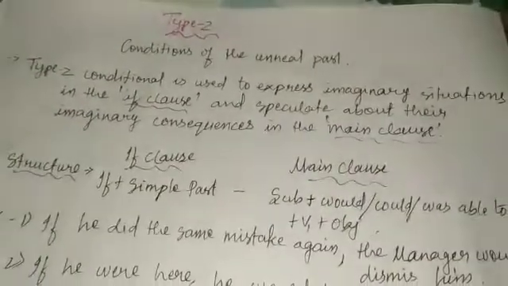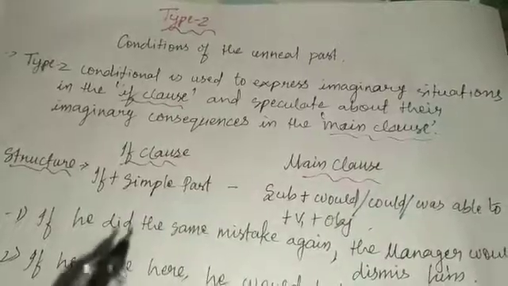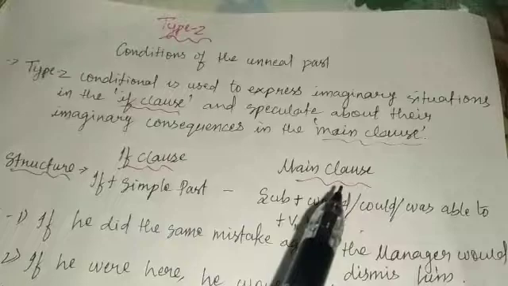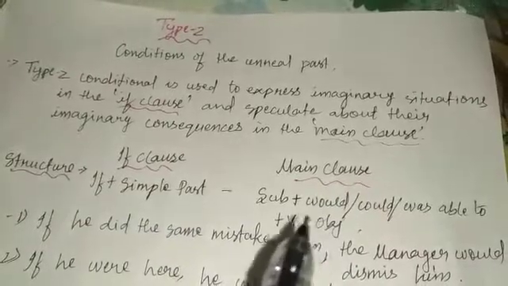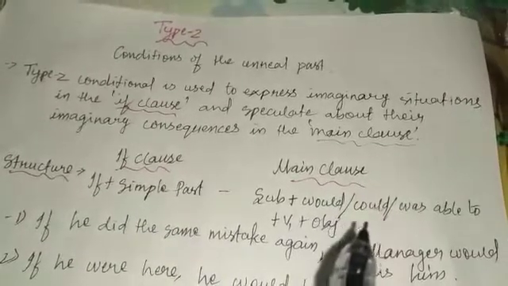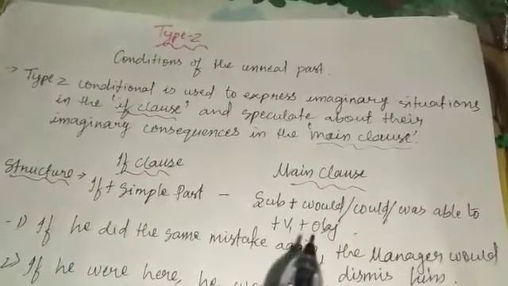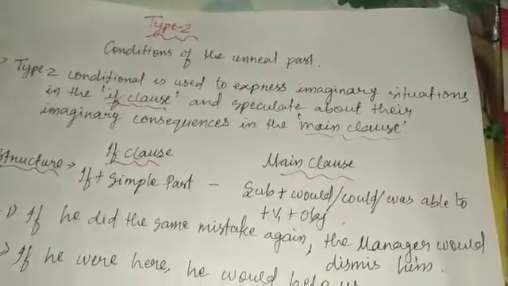Now the structure. In the if clause, it must be if plus simple past, whereas in the main clause, it must be subject plus would or could or was able to plus V1 plus object.